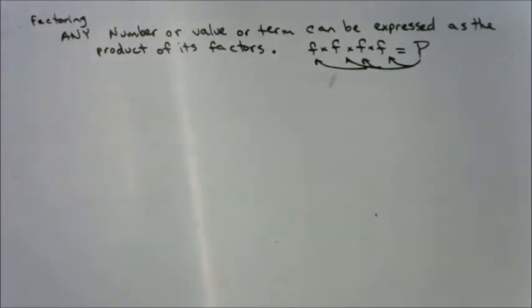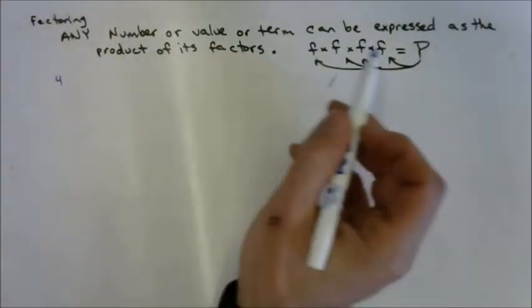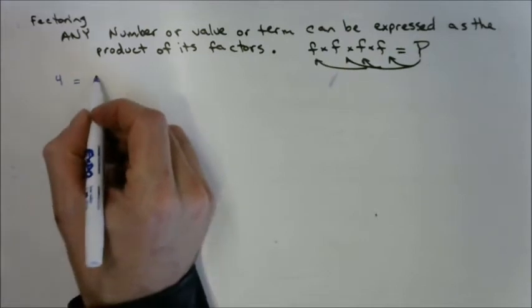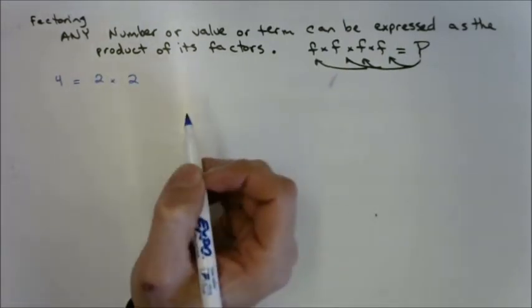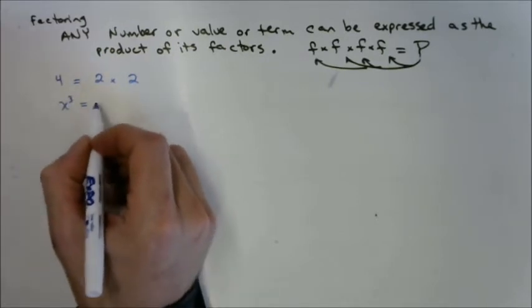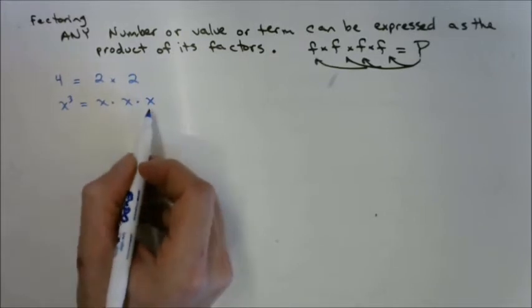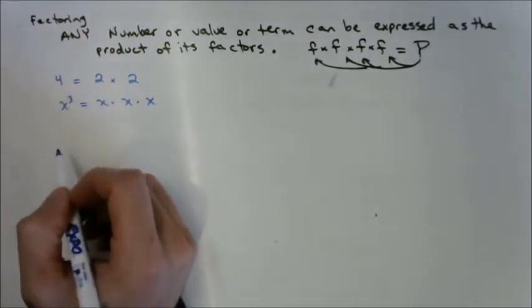Here we go. A couple examples. Real straightforward. What did I just say? Any number can be expressed as a product of its factors. So 4 could be 2 times 2. And x cubed could be x times x times x. This is 3 factors of x that make up x cubed.